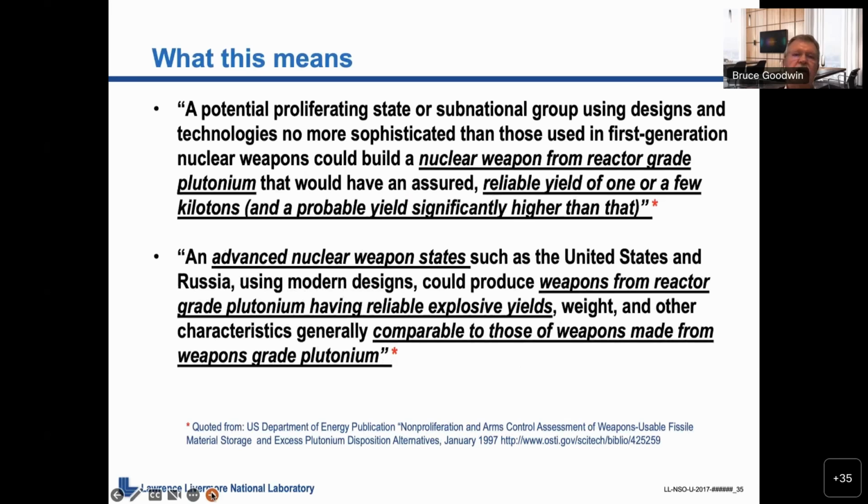So again, I don't know that I need to repeat what the Department of Energy said in 1997. But a nuclear weapon with reactor-grade plutonium will produce a reliable yield of 1 or a few kilotons, and a most probable yield, classified, that is much higher than that. And an advanced nuclear weapons state, using reactor-grade plutonium, can make explosives having reliable explosive yields, weights, and general characteristics comparable to weapons made from weapons-grade plutonium.